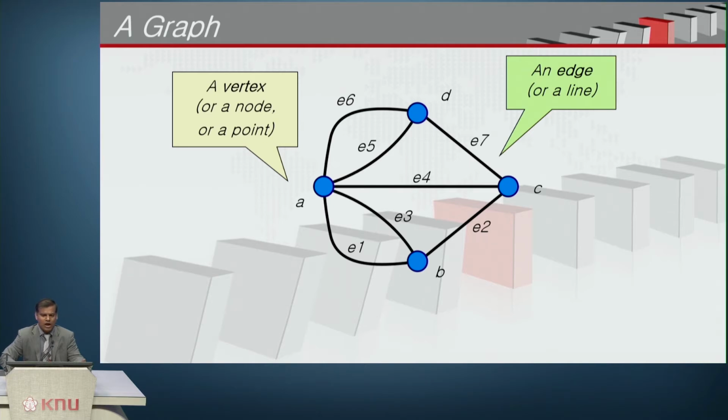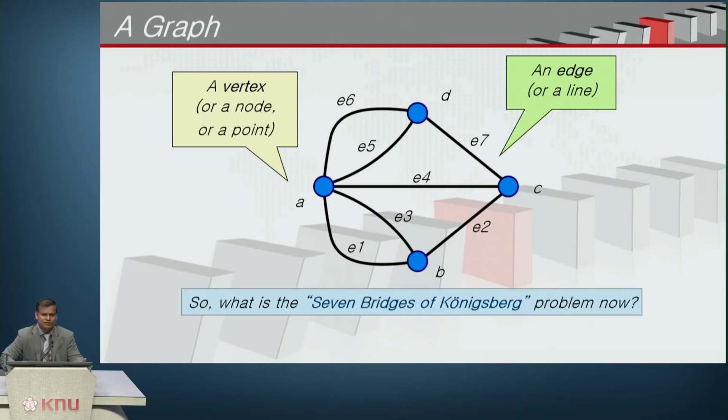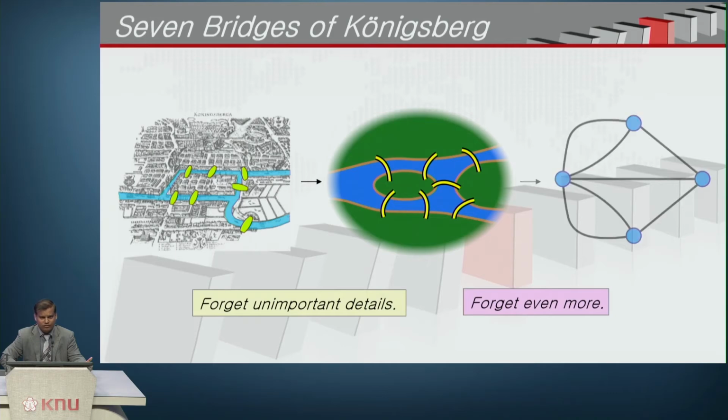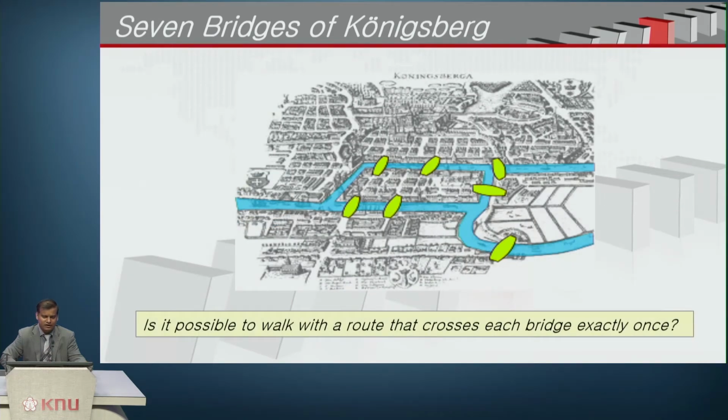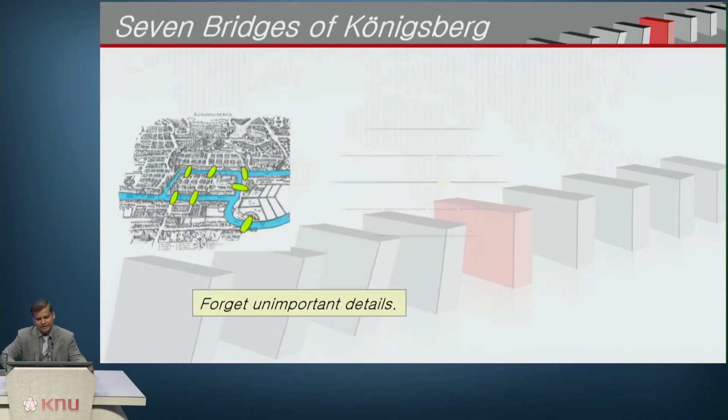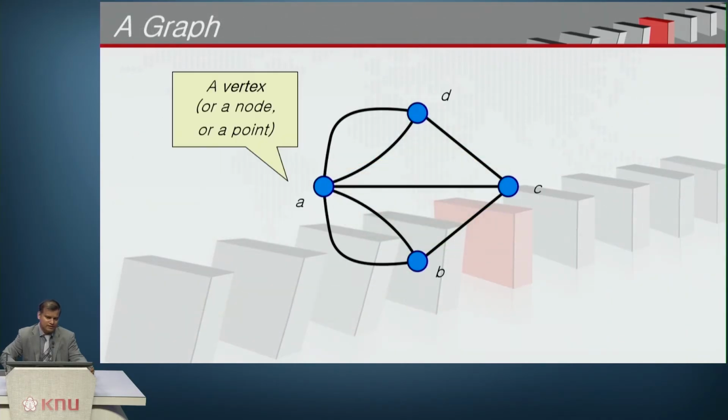In general, while we refer to a graph, we have to consider whether we would be able to solve a particular problem. So the question is again: are we able to solve the 7 bridges of Koenigsberg problem now? Do you remember what the problem is? Just to recall it: is it possible to walk a route that crosses each bridge exactly once? That is the problem. What do you think? Is it possible?